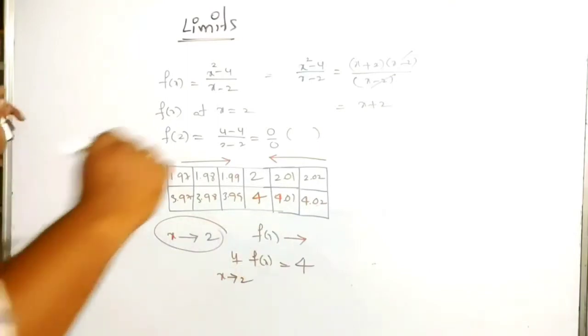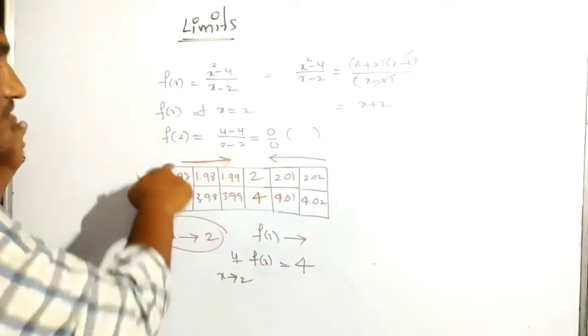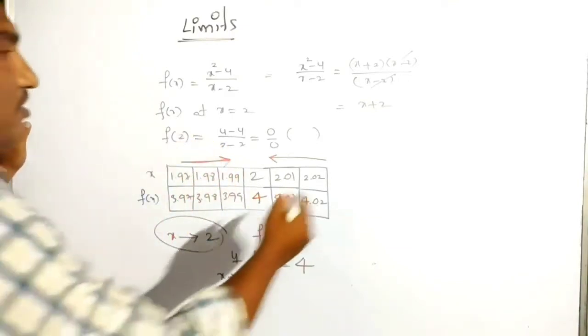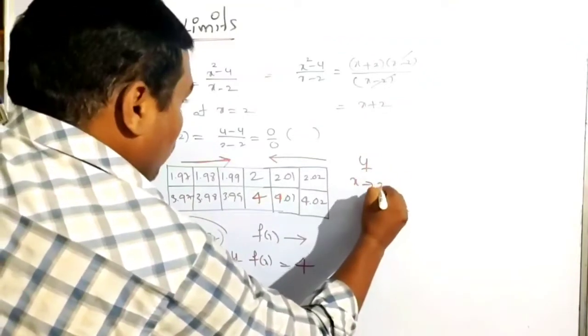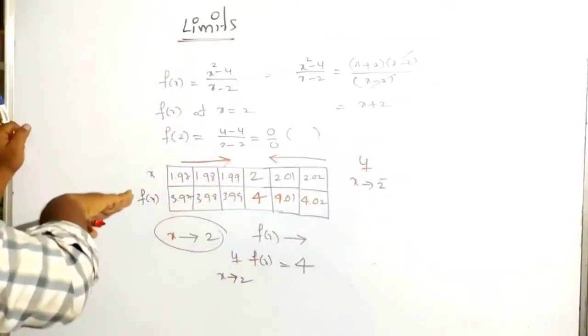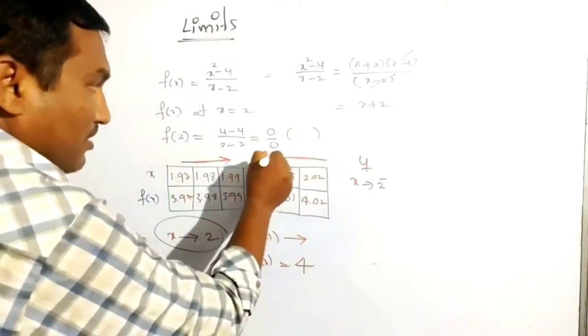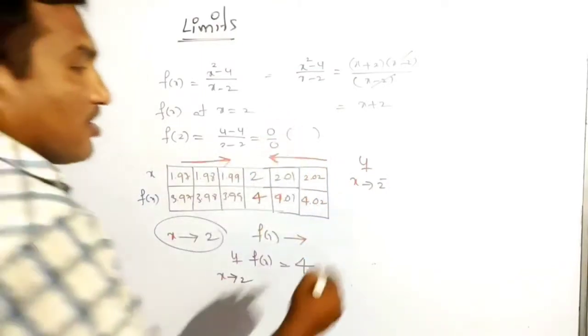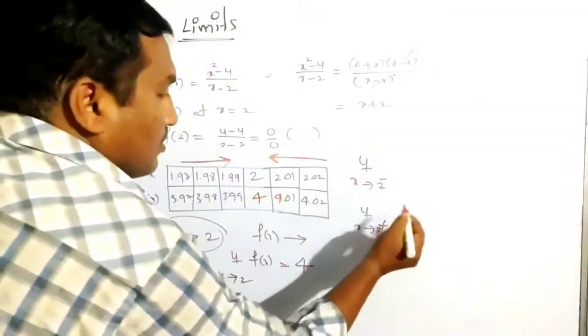In this case, when x is approaching from the left side, this is called the left hand limit. We write it as limit x tending to 2 minus, because it is approaching from the left side. When x is approaching from the right side, this is called the right hand limit. We write it as limit x tending to 2 plus.